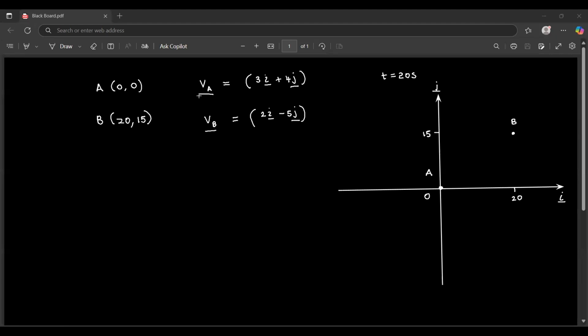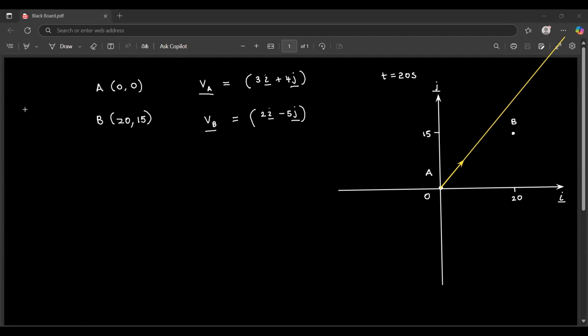They're saying A is moving 3i plus 4j. So 3 in this direction and 4 in this direction, so it is moving in this direction. The straight line will look something like this. This is the motion of particle A.